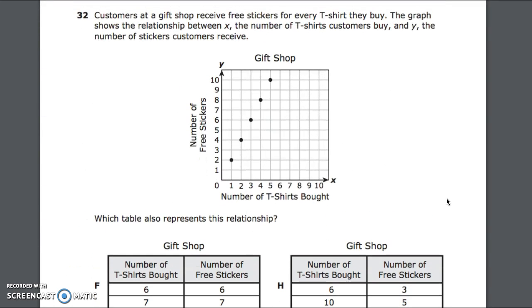Number 32. Customers at a gift shop receive free stickers for every t-shirt they buy. The graph shows the relationship between X, the number of t-shirts customers buy, and Y, the number of stickers customers receive. Gift shop, number of free stickers, number of t-shirts bought. Which table represents this relationship?